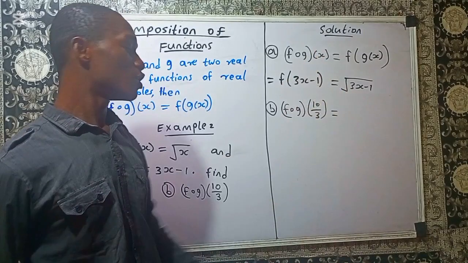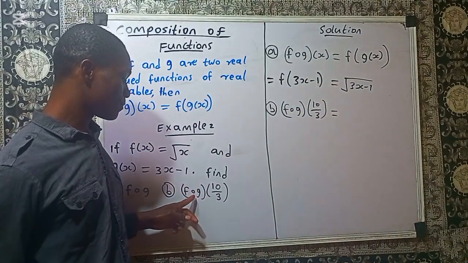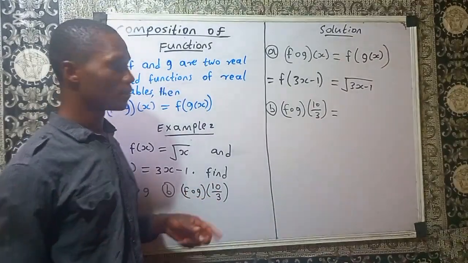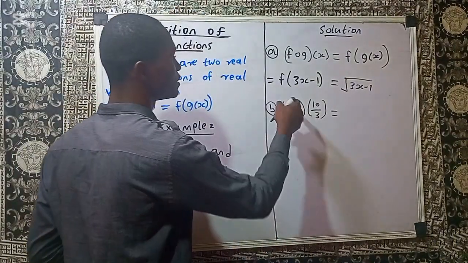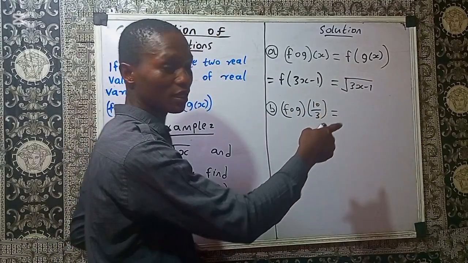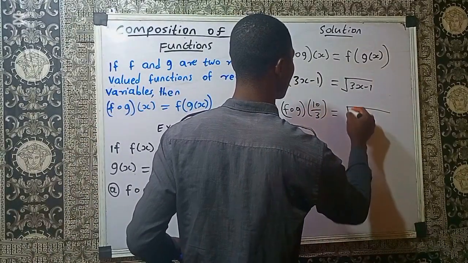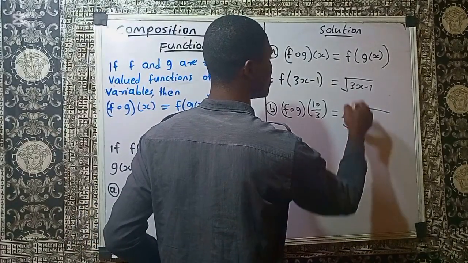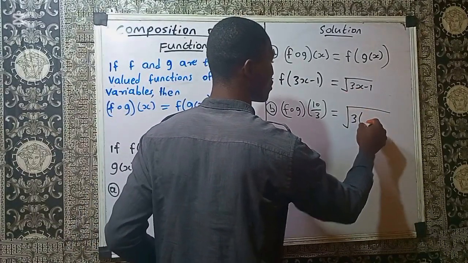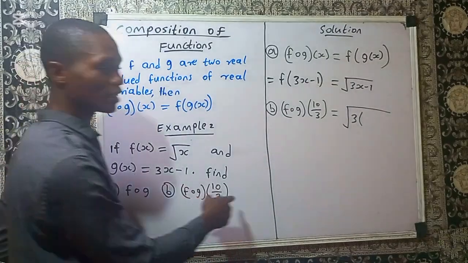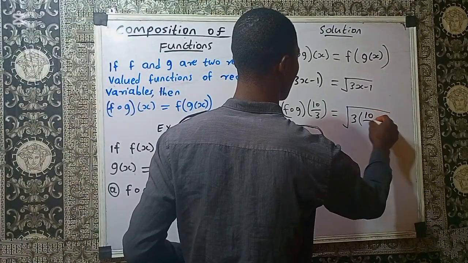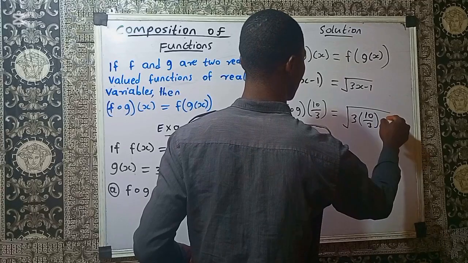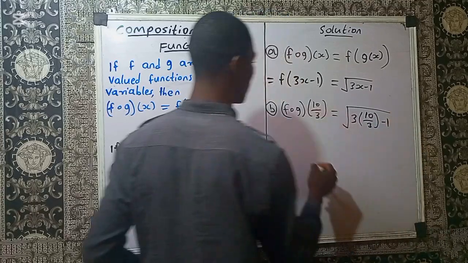When you now get it, you evaluate it when x is 10 over 3. So now we are evaluating this result when x is 10 over 3. This will be the square root of, we have 3x inside. So instead of 3x, it will be 3 times x, and x now is 10 over 3. 3 times 10 over 3, minus 1. That's what we have inside the square root.